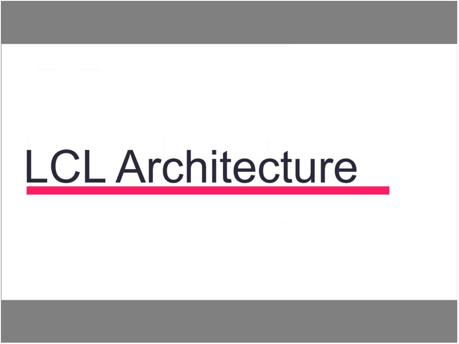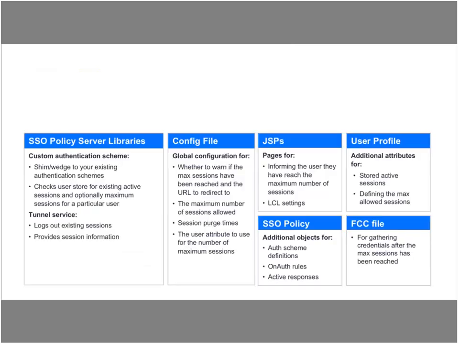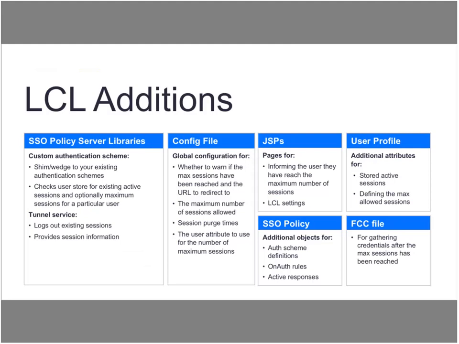So next, I'm going to talk a bit about the architecture of the module. What additional pieces do we need to install and configure? On the SSO policy server side, there are a couple of libraries which need to be installed on your policy server. One is the custom authentication scheme and active response, and the other is the tunnel service.